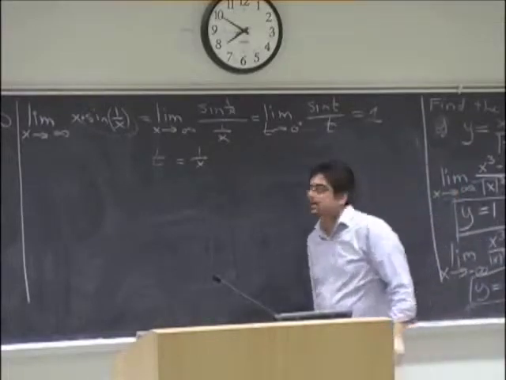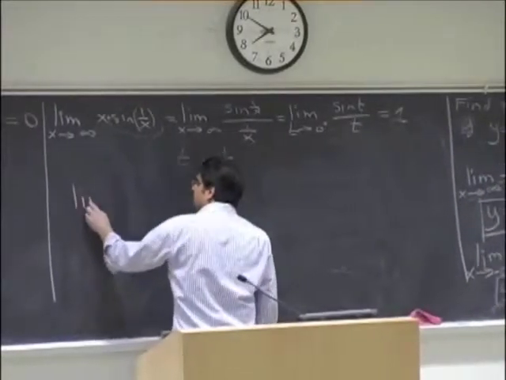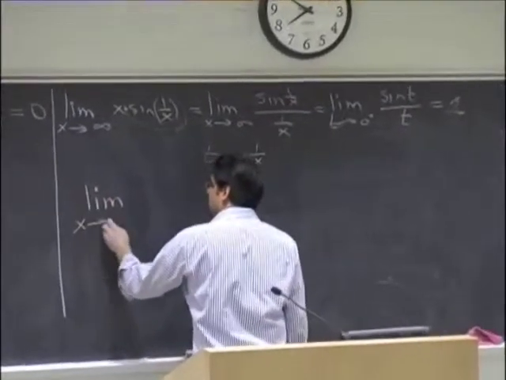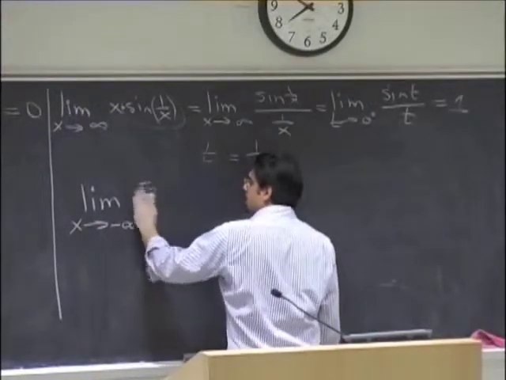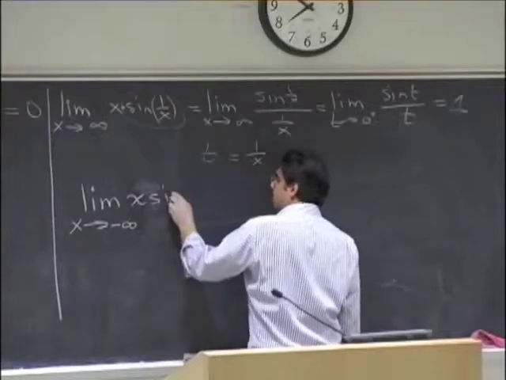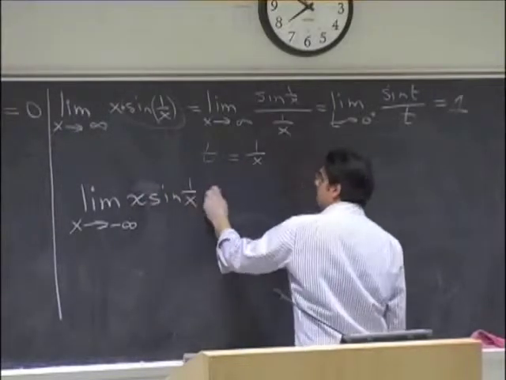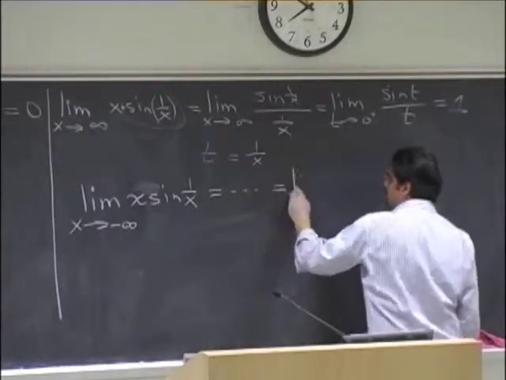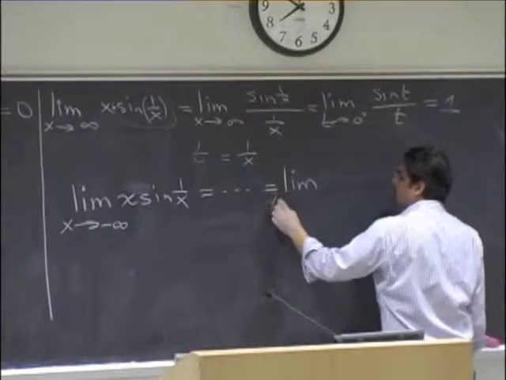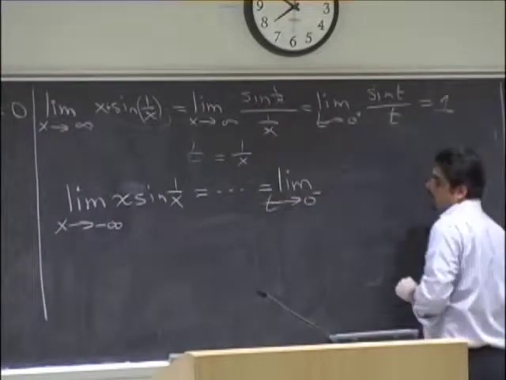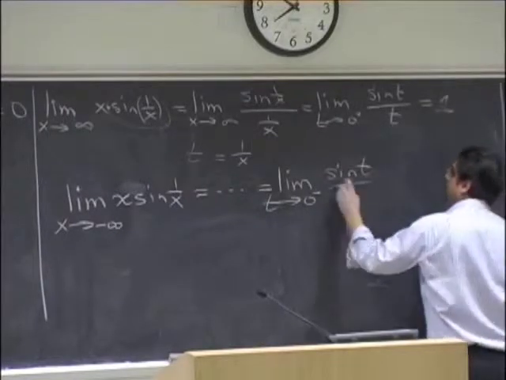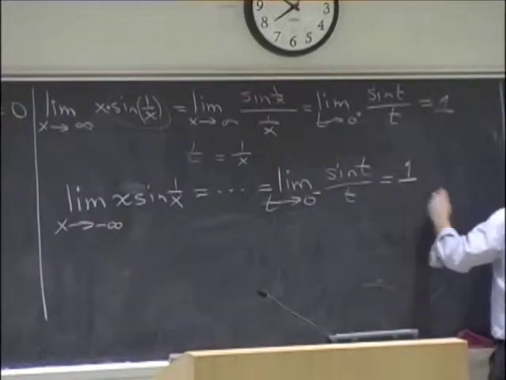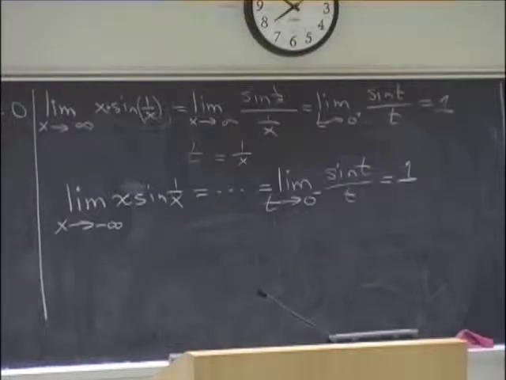Right? As a matter of fact, we can do something similar for x going to negative infinity of x sine 1 over x. And similar calculations give us the limit as t goes to 0 from the left of sine t over t, which is still 1.